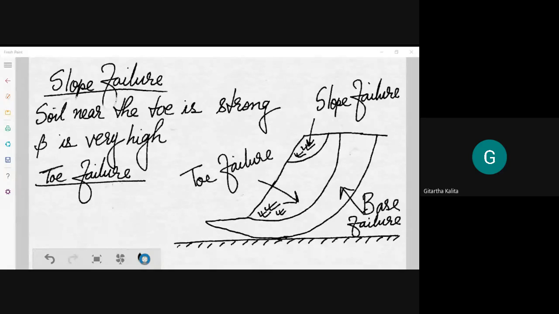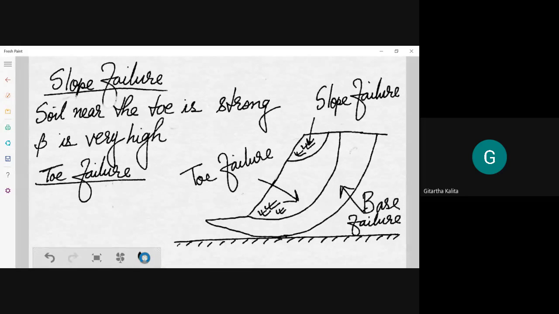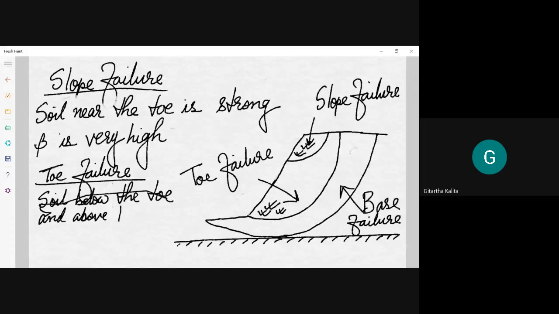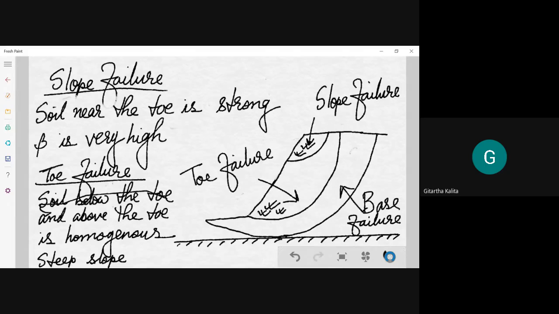Okay, no problem. So in toe failure, the soil below the toe and above the toe is homogeneous. It happens in a steep slope. And this toe failure is the most common mode of failure.